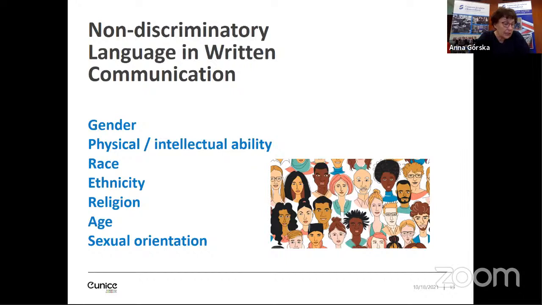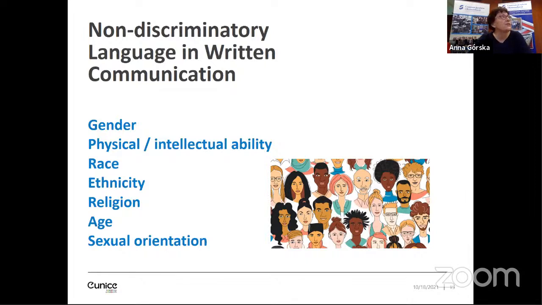Unless it is necessary, we use masculine or feminine genders or pronouns interchangeably to talk about gender. And when we describe people, we don't make any unnecessary references to their physical or intellectual abilities. So, for example, we don't talk about, I don't know, a blind musician. We don't make unnecessary references to people's race or ethnicity. So we don't talk about a black doctor, or their religion, I don't know, a Jewish singer, or mention their age or sexual orientation.